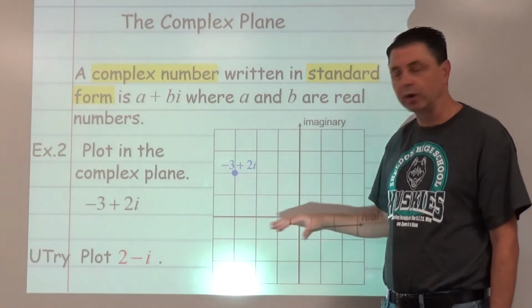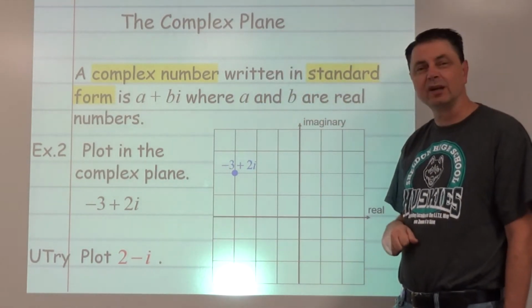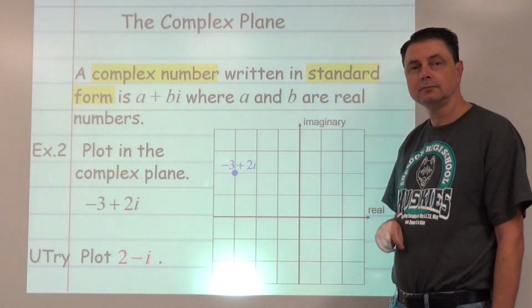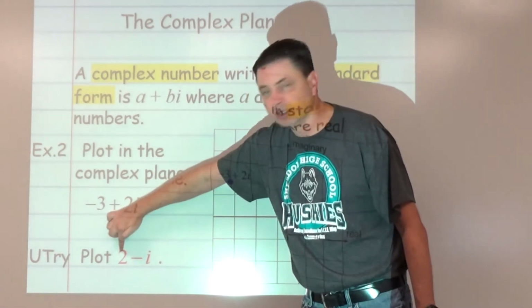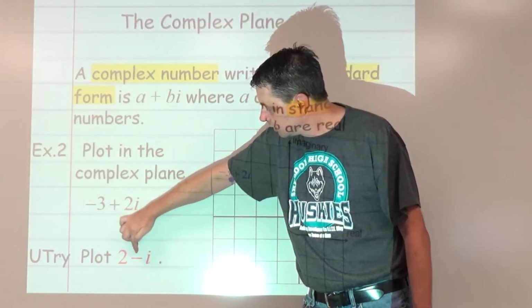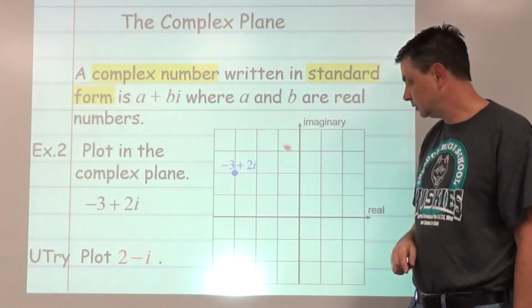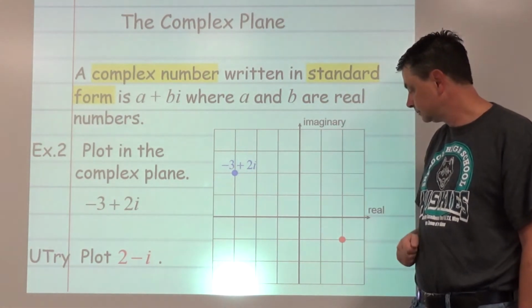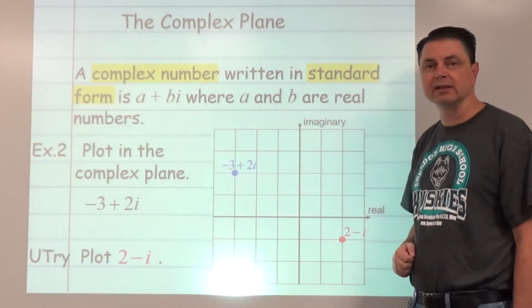Go ahead and pause here until you figure out where we would put the complex number 2 minus I. All right, we're going to go real number, right 2, -1i, so we're going to go down 1, right 2, down 1. There's our complex number 2 minus I.